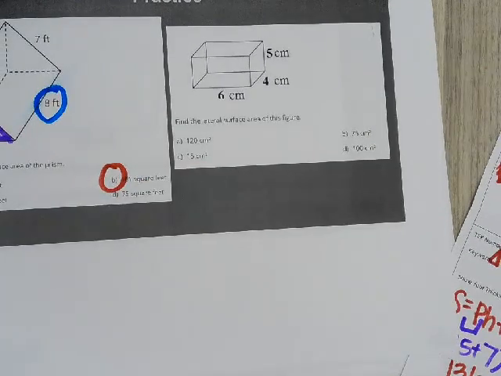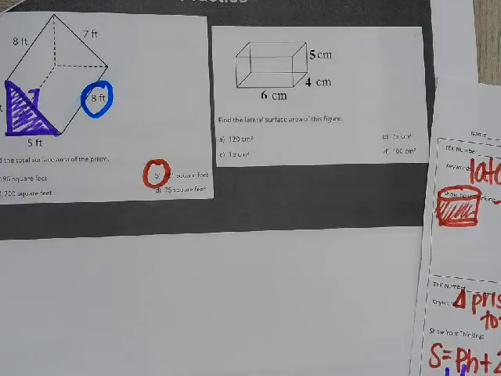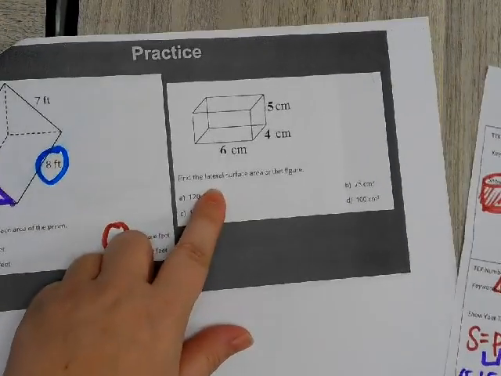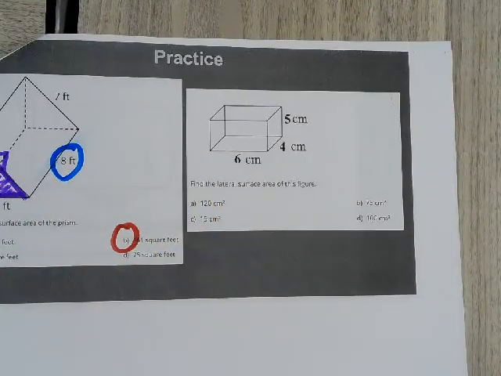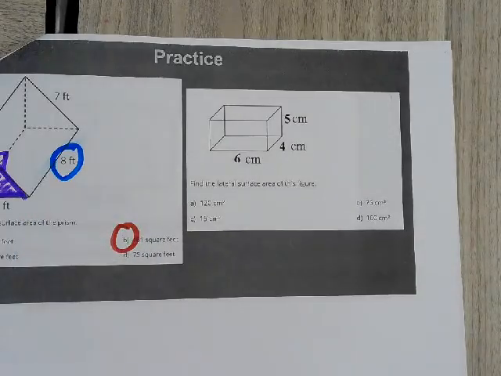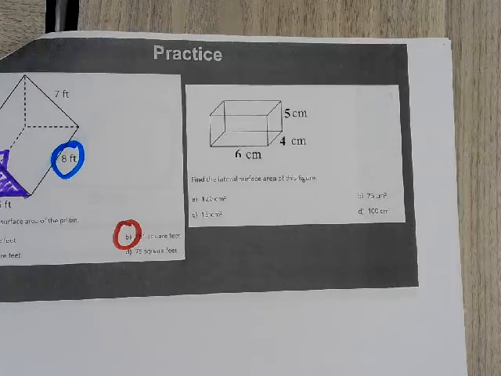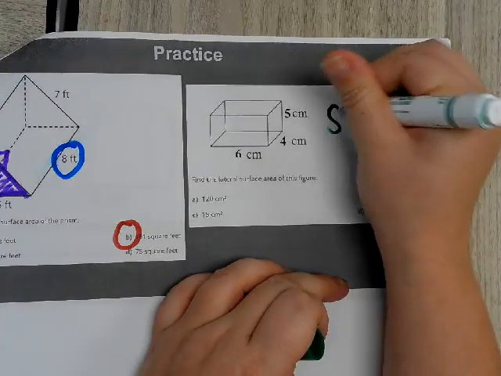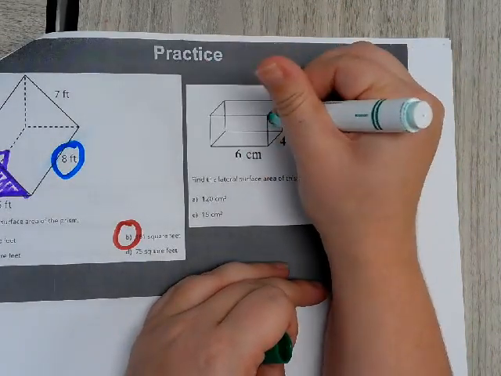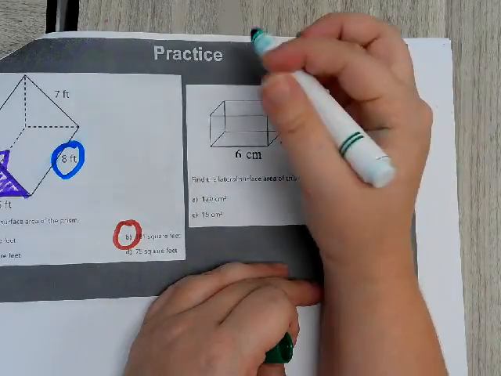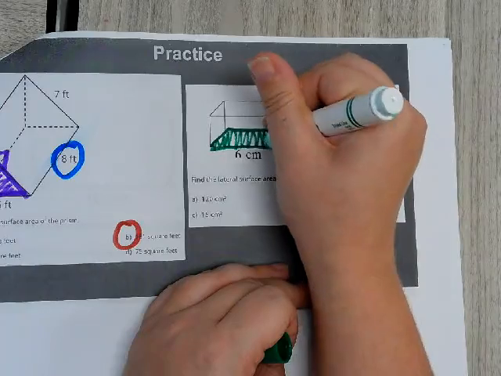The next one, they want the lateral surface area. I'm going to go ahead and write on here since I don't have any more copies and I don't want the work to mash up. So we want the lateral surface area. If I look at my formula chart, that is S equals PH. We're going to say that my base can be any one of these. I'm personally going to use this one right here, my bottom.